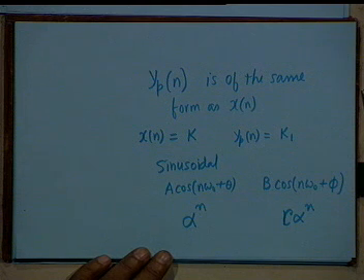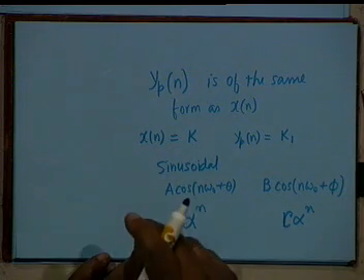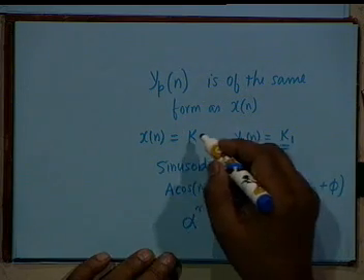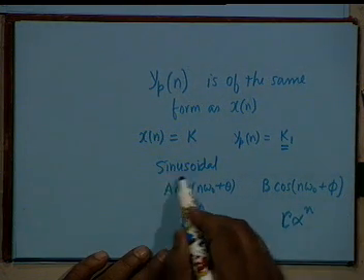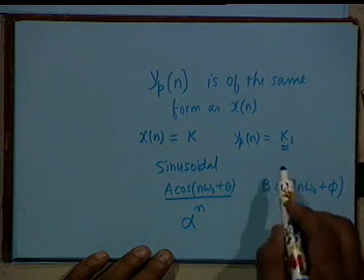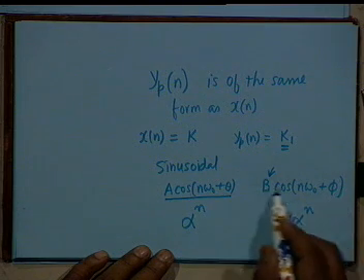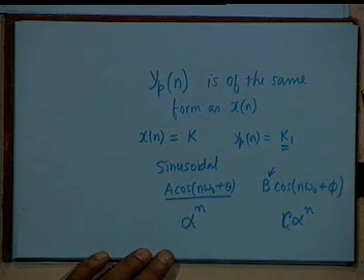So the particular solution is very easy to find. You assume, with an unknown constant, the same form as the given x of n. If x of n is k, then you assume it to be k1. K, of course, is k u of n, and k1 u of n. Similarly, if it is sinusoidal of this form, then you assume two constants b and phi, the same form as the input. If it is alpha to the n, then you assume c alpha to the n for yp of n, and you substitute it in the given difference equation.